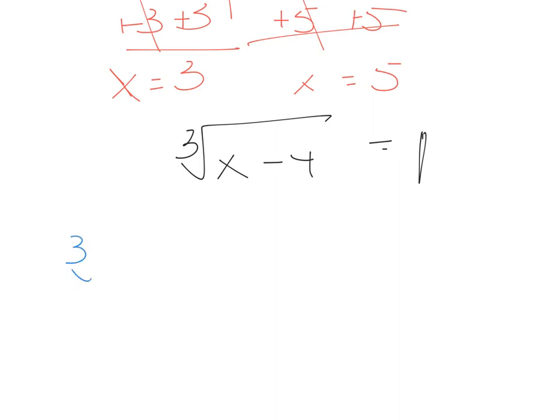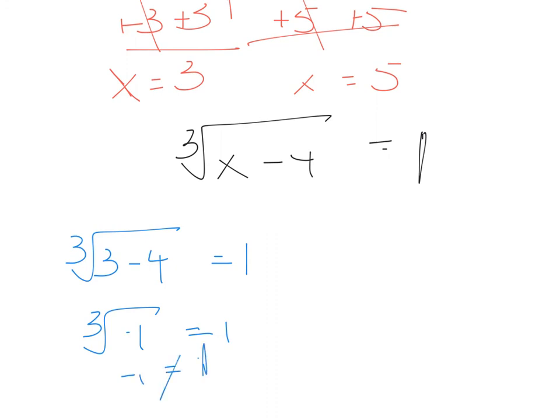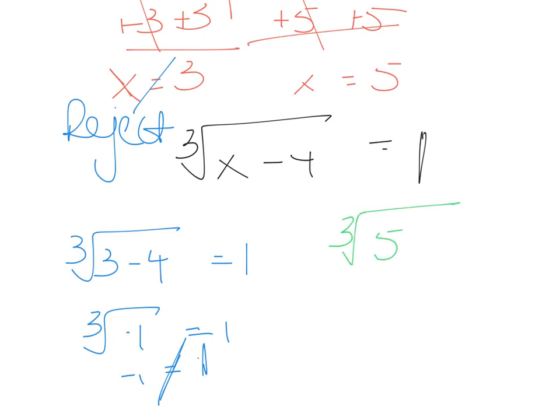So I have the cube root of 3 minus 4 equals 1. That's the cube root of negative 1. The cube root of negative 1 is negative 1. So that does not equal 1. So I'm canceling that out, and I'm going to reject the solution for 3. He is extraneous. Extraneous meaning he does not satisfy the original equation. Now I'm going to check for 5. So I'm going to do the cube root of 5 minus 4 equals 1. 5 minus 4 is 1, and the cube root of 1 is 1. So 5 is your answer.